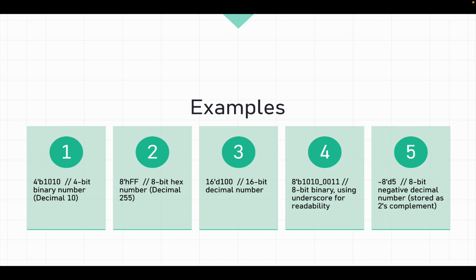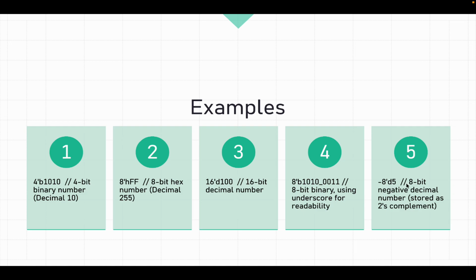Let us see examples. 4'B1010, a 4-bit binary number that represents a decimal 10. 8'HF represents an 8-bit hexadecimal number. 16'D100, a 16-bit decimal number. And next you have an 8-bit binary using an underscore. Since you have 8 long bits, we use an underscore in between so that we can easily read the data.